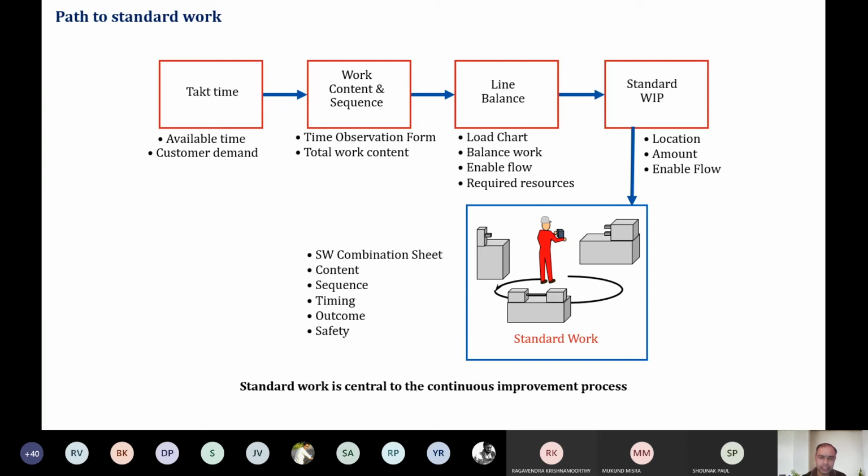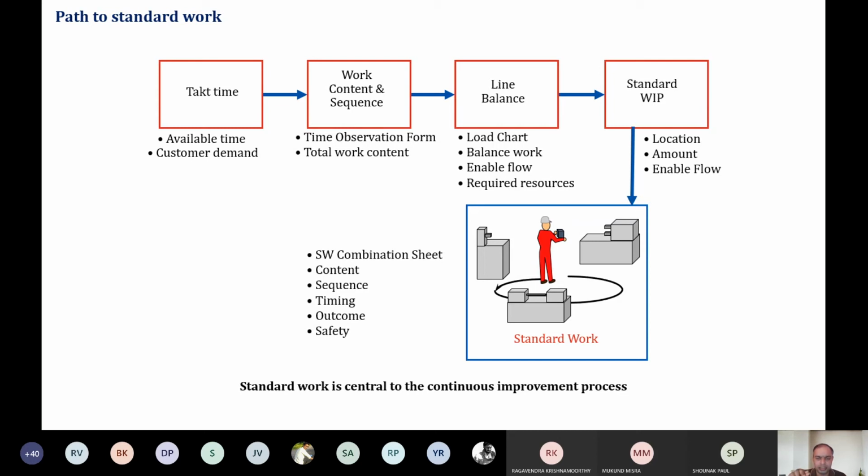Say, for example, if there is a 10-mark question, you are not going to write only 2 or 3 lines as a definition or an answer to that question. For a 2-mark question, you are not going to write 10 pages. That is called work content, or what content you are going to give. Okay, then line balance: load chart, balance work, enable flow, required resources.